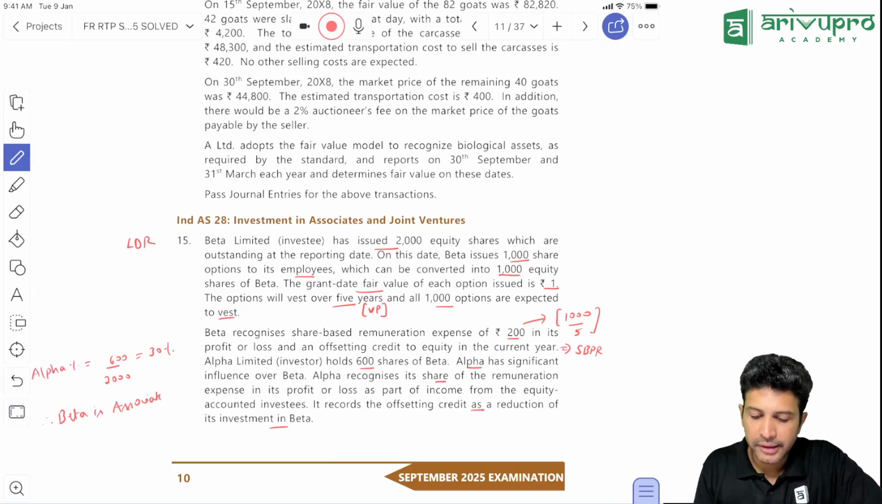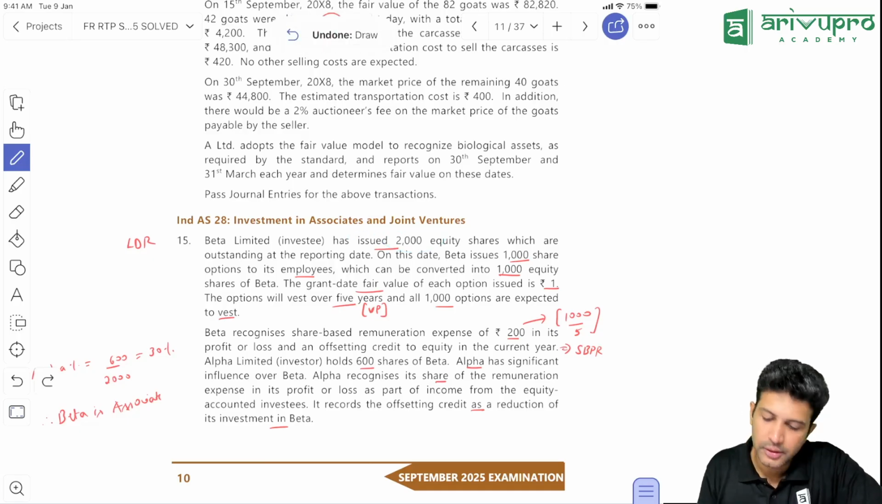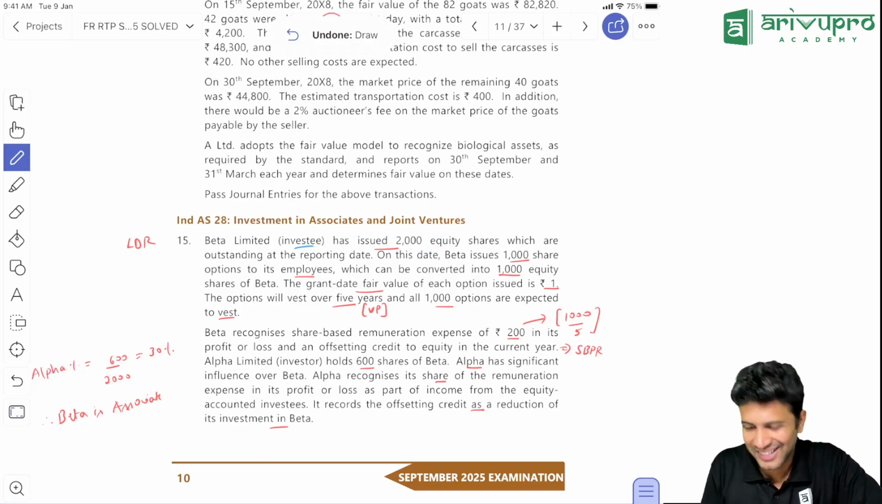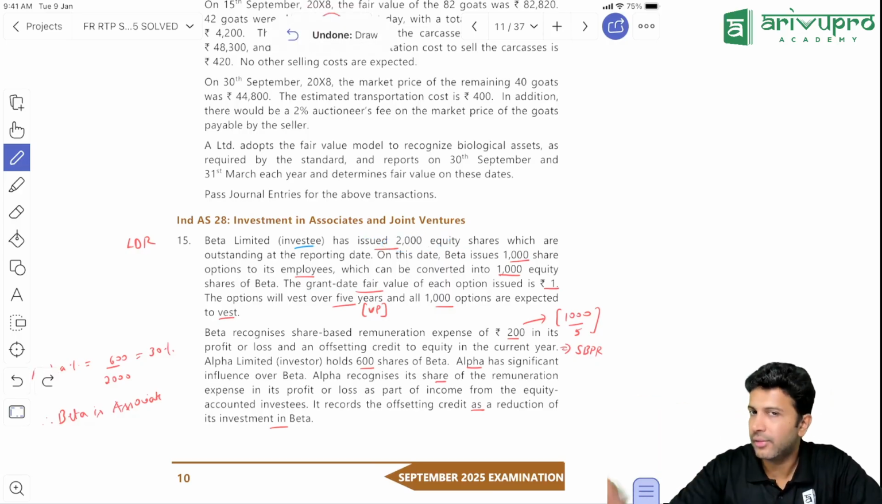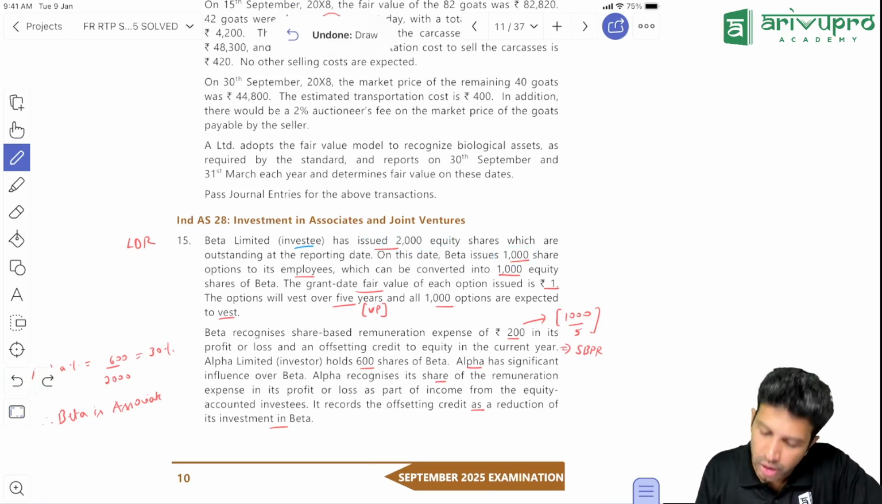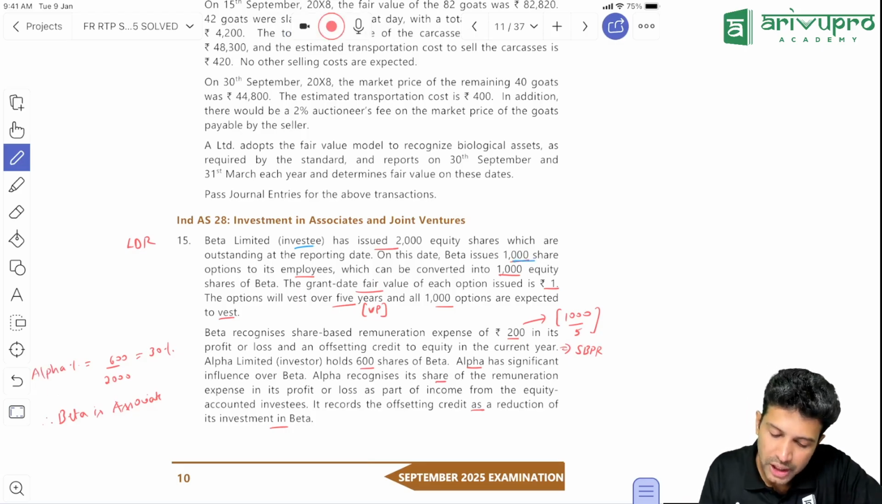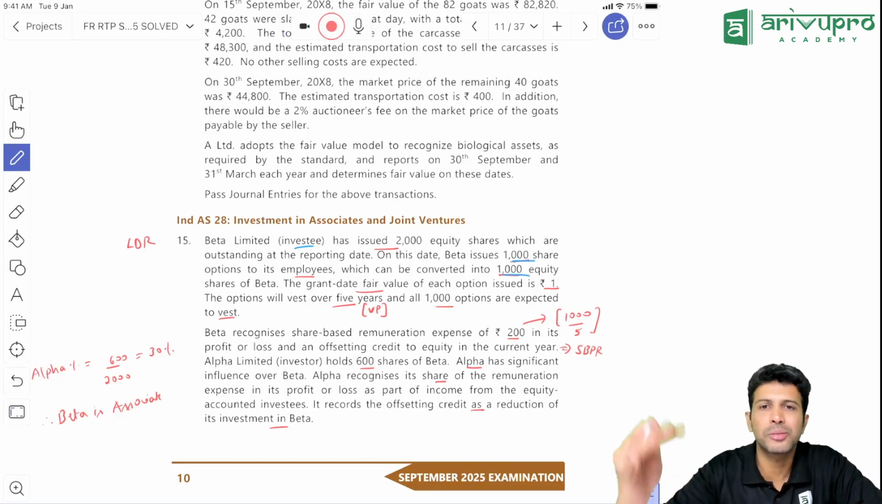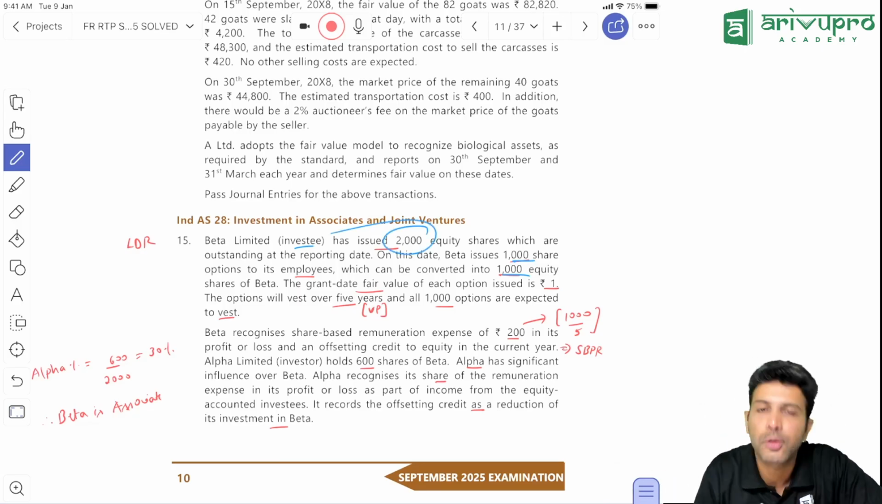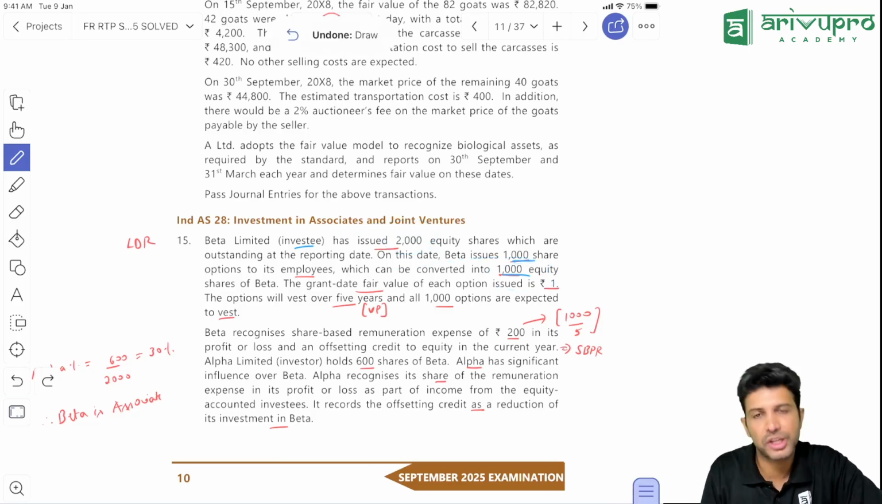Okay, Beta Limited is the investee, keep that in mind. Not investor, investee. They've issued 2000 equity shares which are outstanding on the reporting date. On this day, Beta issues, the same company, on the same day, that is the last day on the reporting date, they issue 1000 share options to employees which can be converted into 1000 equity shares of Beta. So some shares are given to the employee which will get converted into 1000 shares. They already have 2000. Now they've issued 1000 shares more.